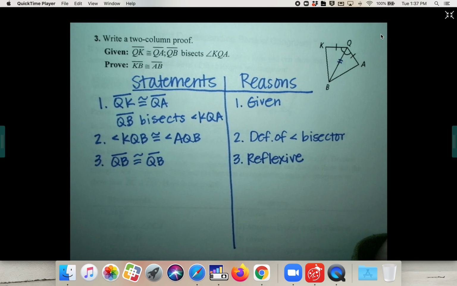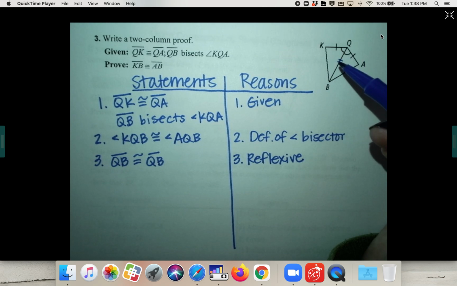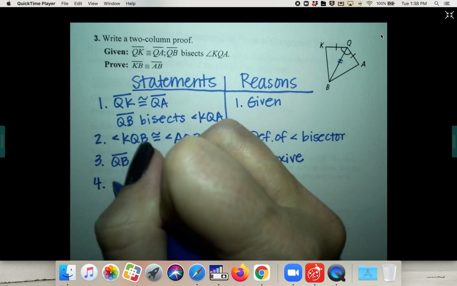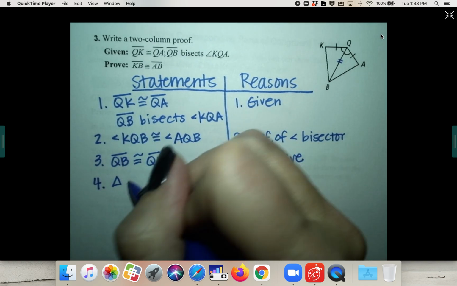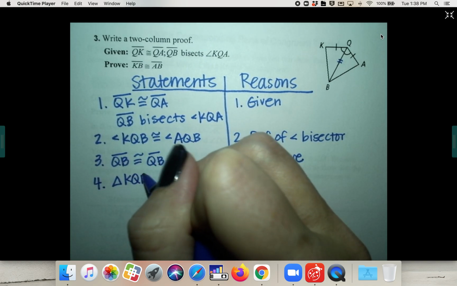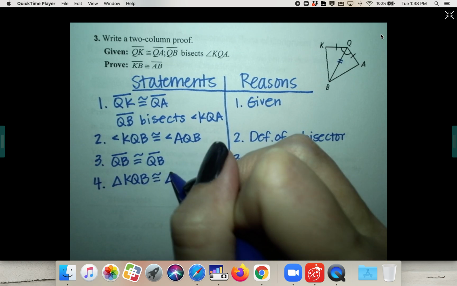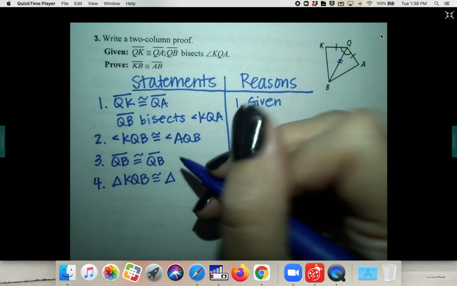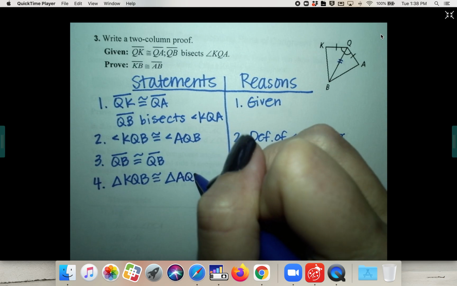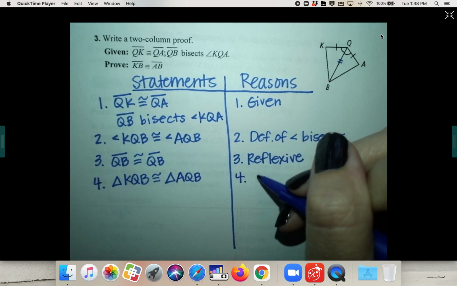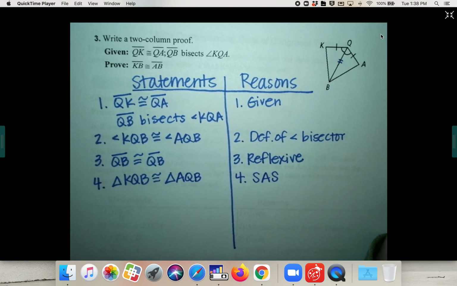All right, and then I think we're done as far as proving the triangles because we've got a side, an included angle, and another side. So we've got side, angle, side. So let's go ahead and write out that the entire triangle KQB is now congruent to the other entire triangle AQB because of side, angle, side.